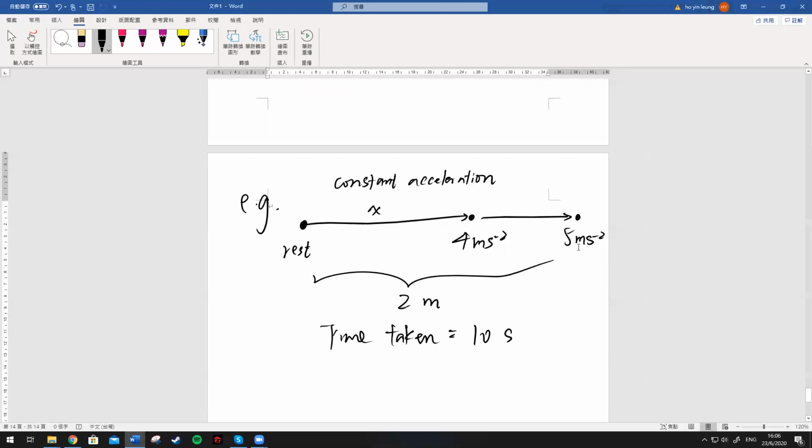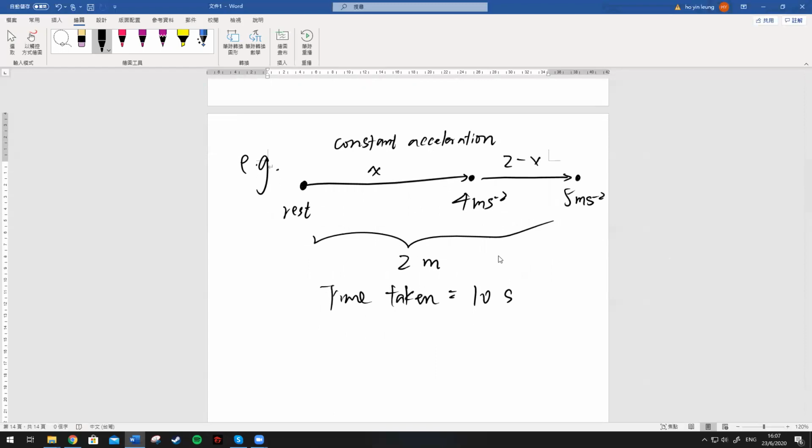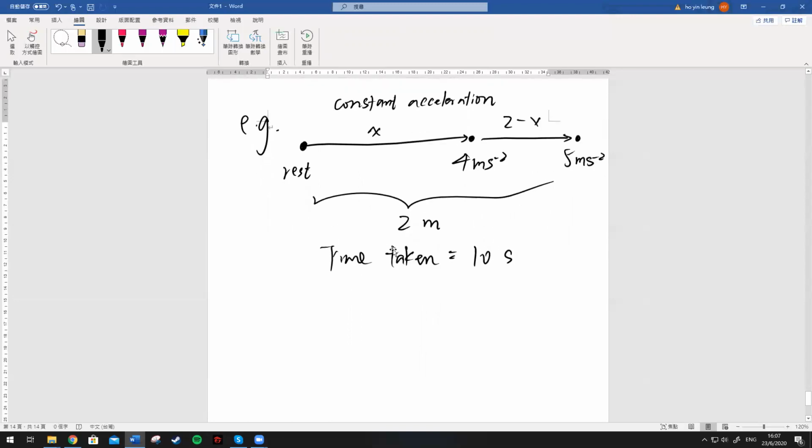All right. So how can we do this? First of all, we know that if this is x, this is going to be 2 minus x, right? The condition given here is the time taken is 10 seconds. So that means the time taken here plus the time taken here is 10 seconds. So let's find the time in terms of x, and hopefully we can solve for x using this time.